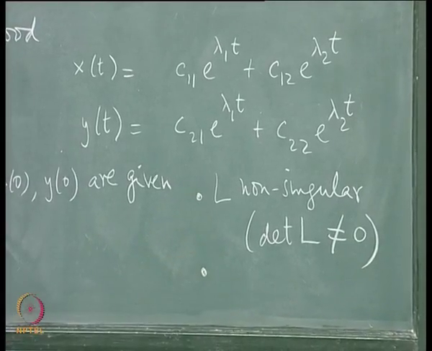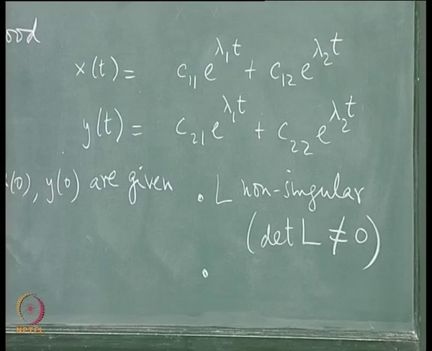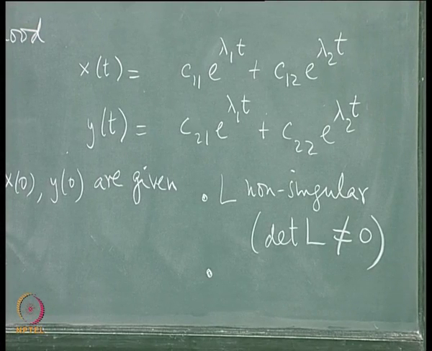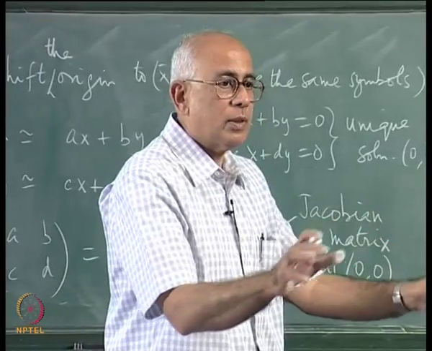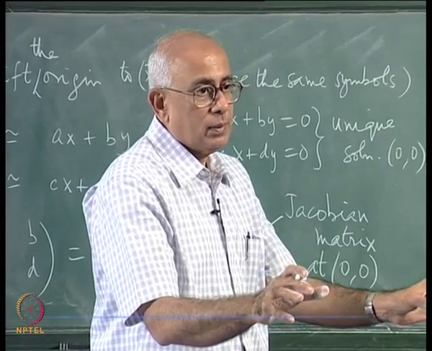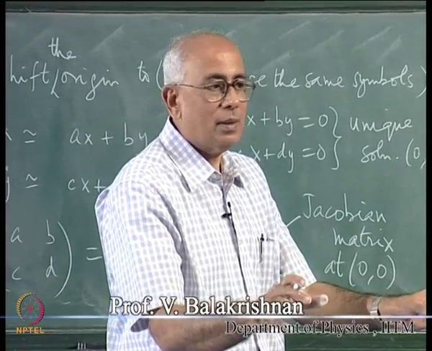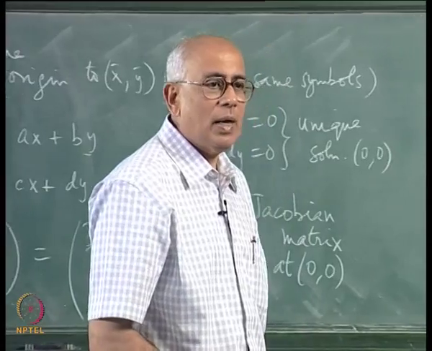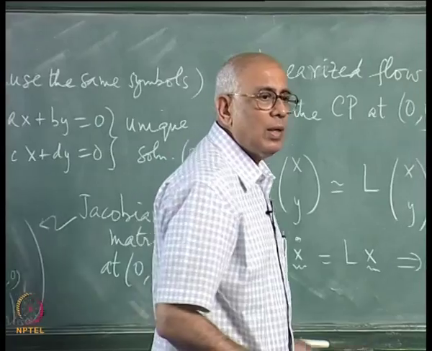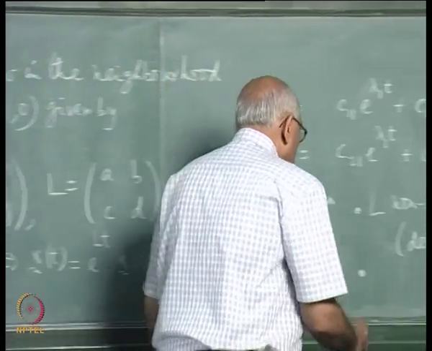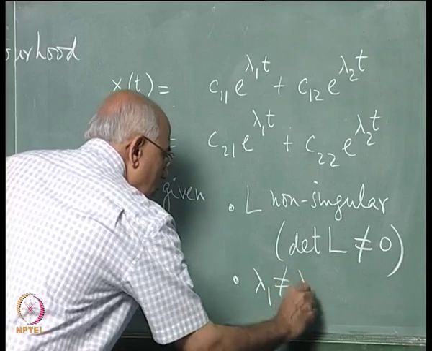And what was the other assumption when I write the solution in this form? What have I assumed about lambda 1 and lambda 2? I have written two terms separately. So what is the presumption there? It is non-degenerate as an eigenvalue. In other words, the eigenvalue is not repeated. Lambda 1 and lambda 2 are distinct eigenvalues. So you have certainly assumed that lambda 1 is not equal to lambda 2.